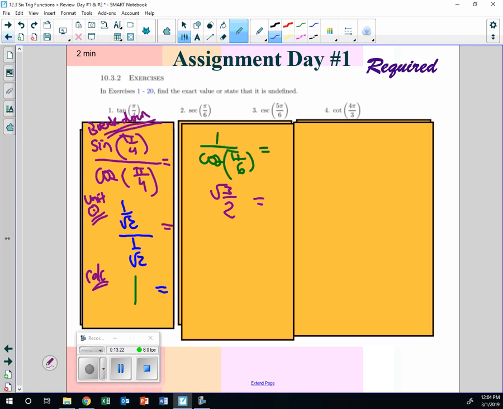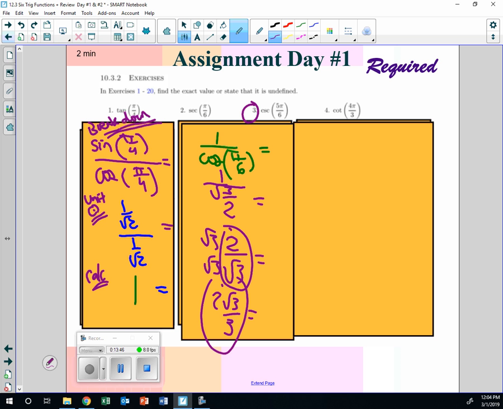Okay. So then this is going to be square root of 3 over 2, but it's 1 over the square root of 3 over 2. So you're going to put 2 over the square root of 3. Or some people go 2 square root of 3 over 3. Either answer is fine. You do cosecant right now. Find the formula and then use the unit circle. See if you can get the answer.